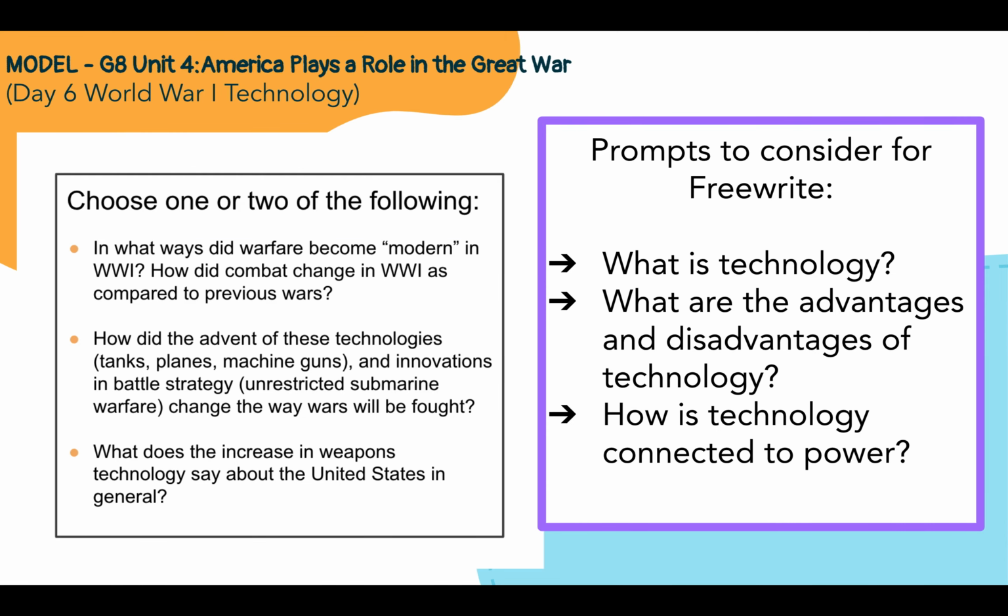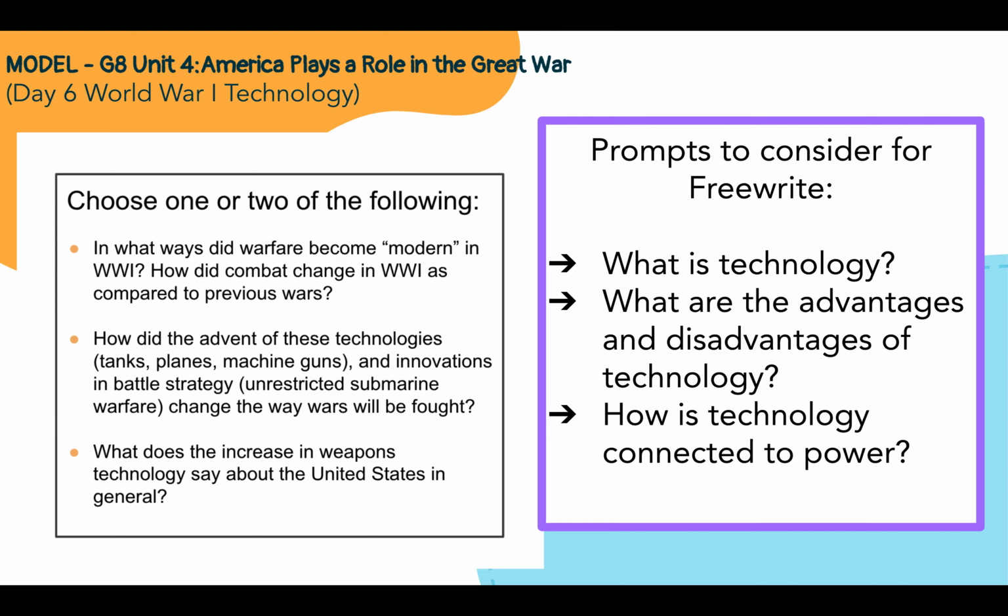In Unit 4, Day 6 of World War I Technology, America plays a role in the Great War, you need to choose 1 or 2 of the following prompts. And if you look at these prompts right here, you're choosing 1 to 2 of these prompts to respond to. But before you start responding directly to this, you might want to extend your writing a little bit, or you might want to extend your thinking a little bit.